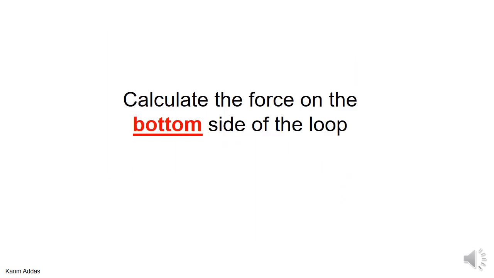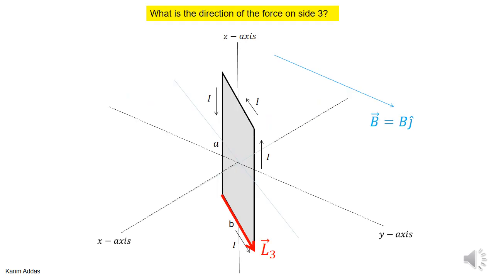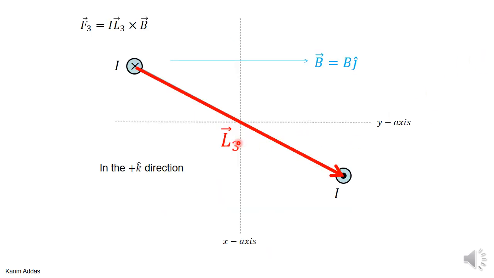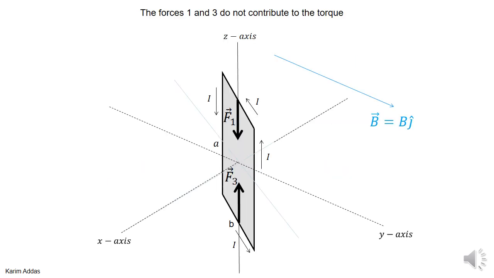Okay, what about the force on the bottom side of the loop? Well, for the bottom side of the loop, you need to get the L vector first. It points from here to here. And then L3 crossed into the magnetic field will give you something in the Z direction. If you want to imagine that again, go back to this top view. The L3 vector in this case is pointing from there to there on the bottom side of the loop. So you can see clearly from here that L3 crossed into B is in the positive Z direction. So these are what the forces look like on the top and the bottom sides, and they don't contribute to the torque.